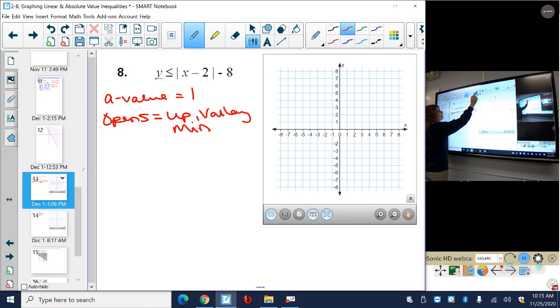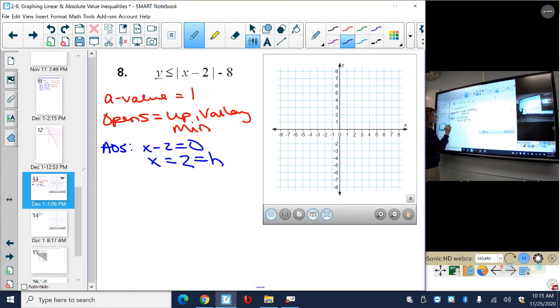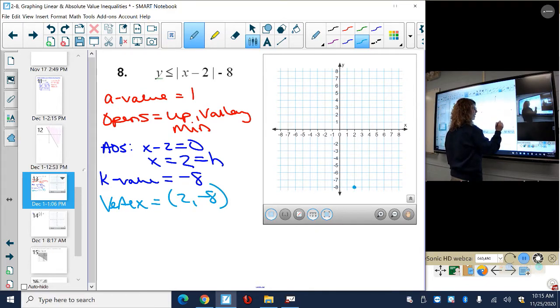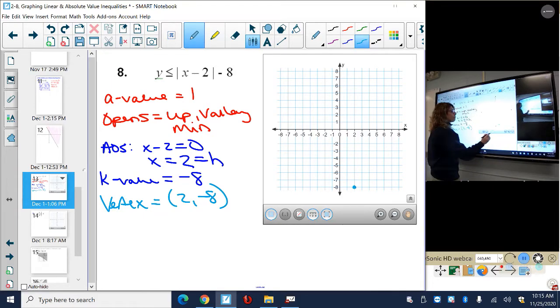Okay? Next is I want you to find your axis of symmetry. That's going to be x minus 2 is equal to 0, so x is equal to 2. This is your h value. Your k value is going to be -8 to give you a vertex of the point 2, -8. So I'm going to come over here, I'm going to graph 2, -8. That puts me right here. And we know that to be a minimum, so I'm going to write the word minimum on there so I know nothing goes below it.